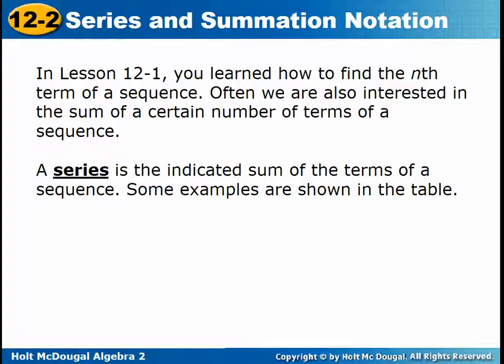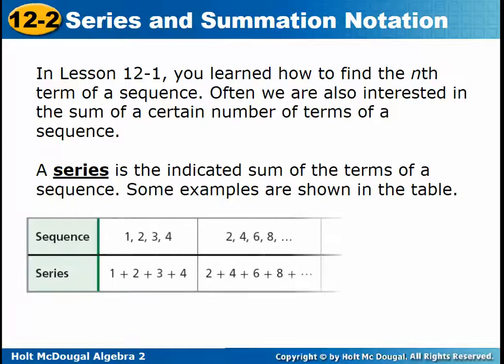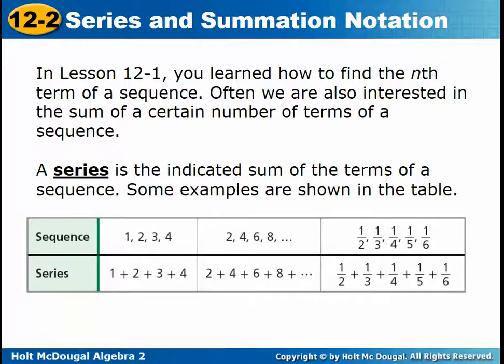So in the last lesson, we learned how to find the nth term of a sequence, and a lot of times we also want to find the sum of a certain number of the terms of a sequence. So if we have a starting and ending point of our sequence, we can add them up. A series is the indicated sum of the terms of the sequence. So if we have the sequence 1, 2, 3, 4, the series is when we add them together. So there will be plus signs instead of commas for series.